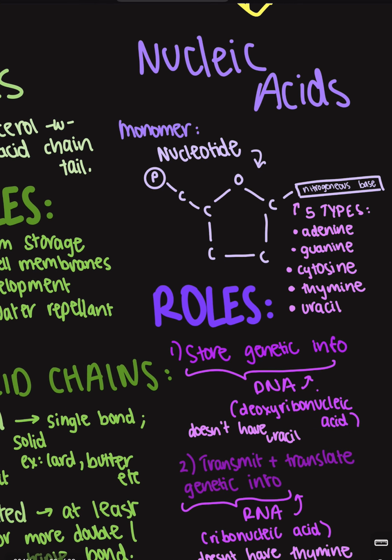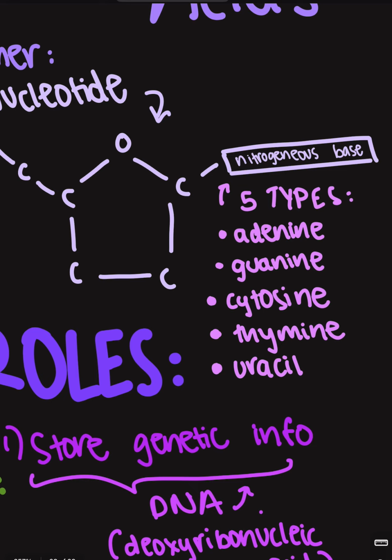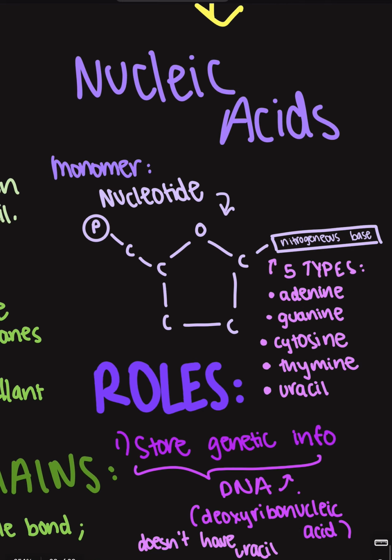The last type of macromolecule is nucleic acids. The monomer of nucleic acids is called a nucleotide, okay? This is the structure of a nucleotide. You have 5 carbons, you have an oxygen at the top, and then attached to a carbon is a phosphate group, and then you also have your nitrogenous base group. There are 5 different types of nucleotides because there are 5 different types of nitrogenous bases, and every type of nucleotide has a separate nitrogenous base. What are the 5 nitrogenous bases? Well, you have adenine, guanine, cytosine, thymine, and uracil.